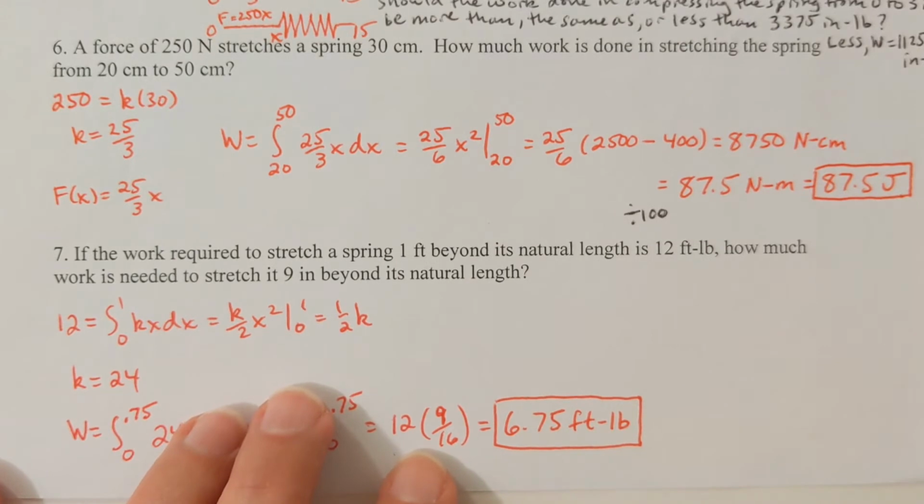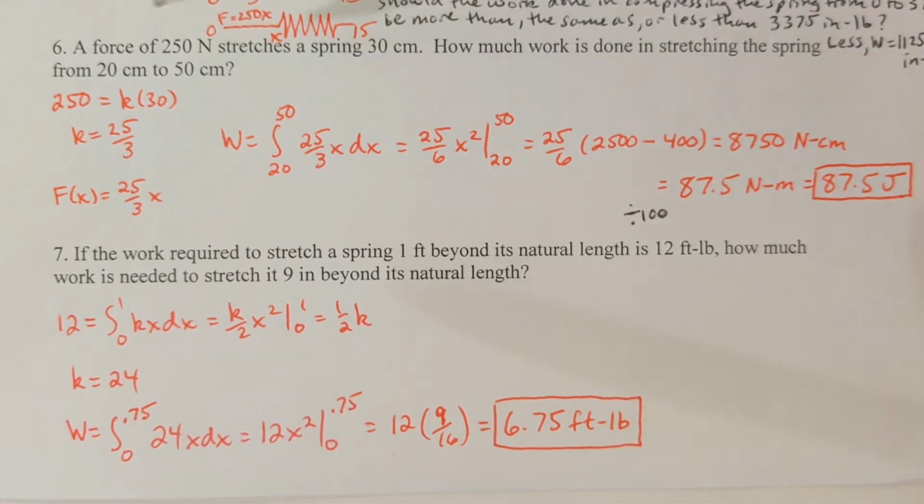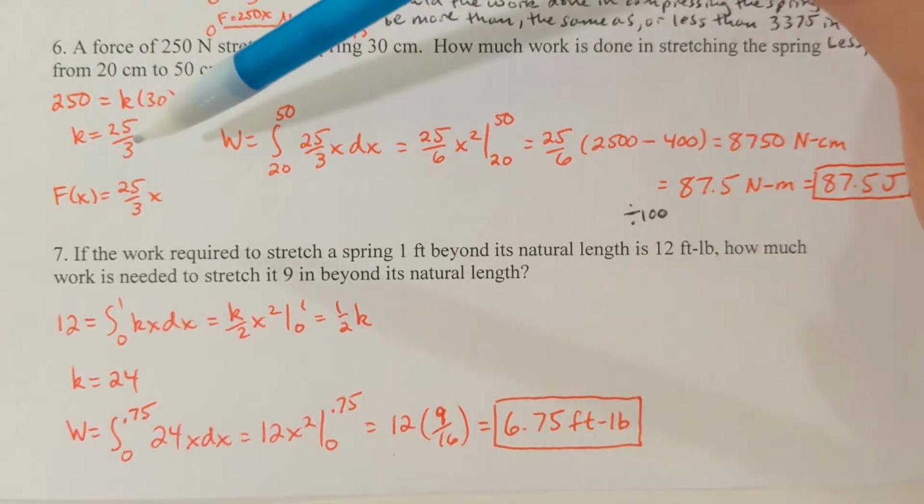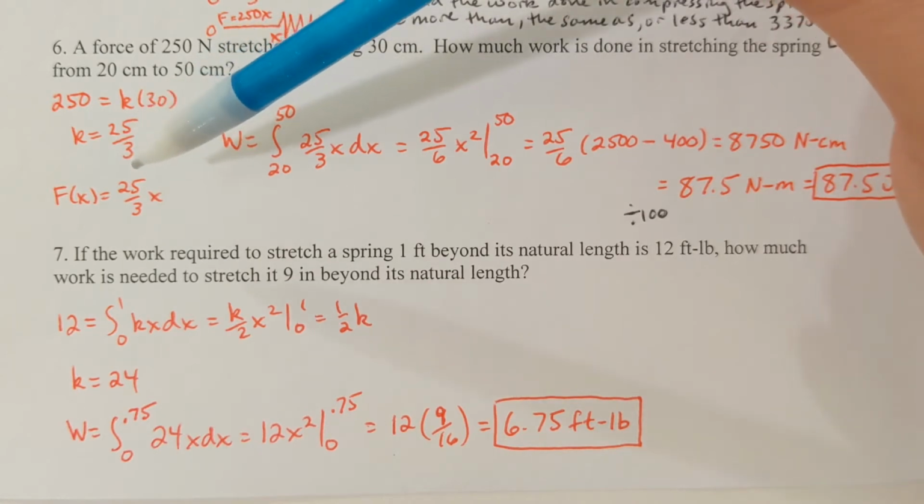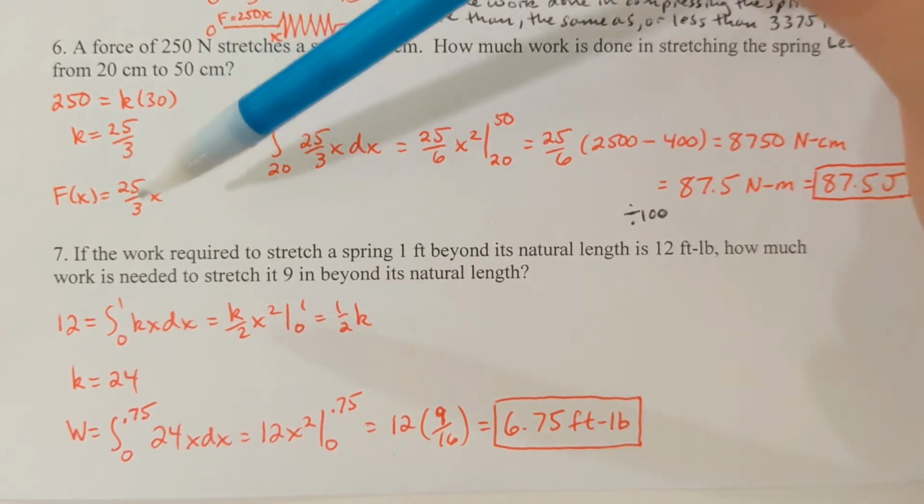I've got to find k. The force is 250 newtons to stretch a spring 30 centimeters. x would be the length that the spring is stretched. 250 would be F, and if you divide and reduce, k is 25 thirds. So f of x is 25 thirds x.